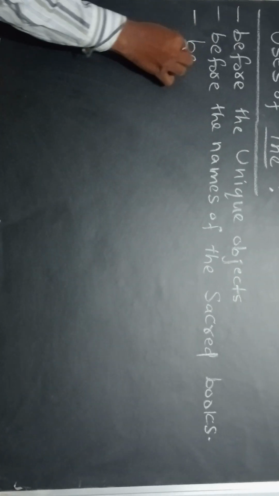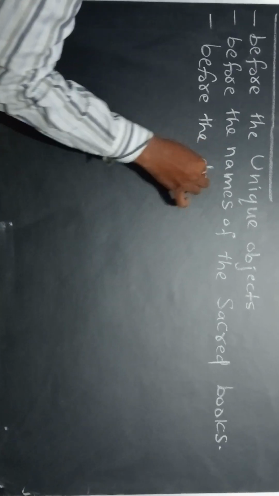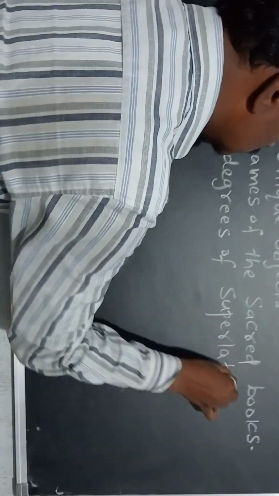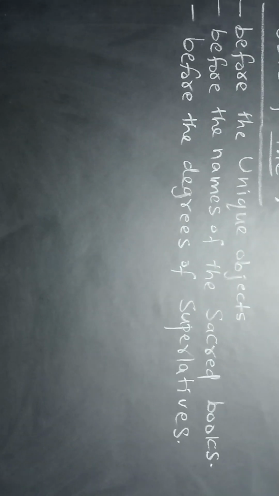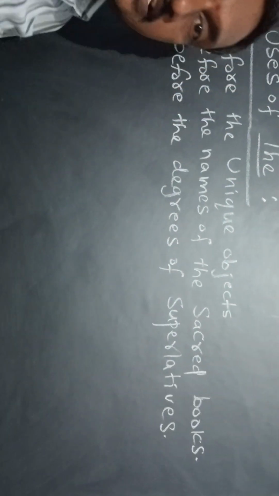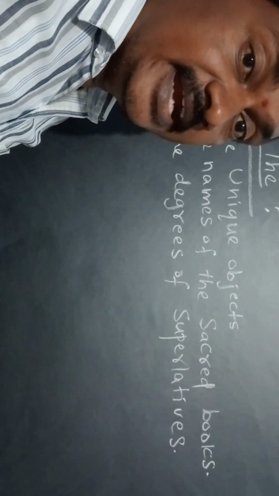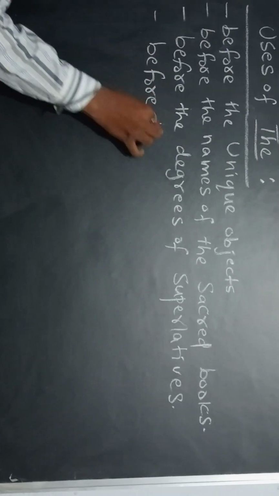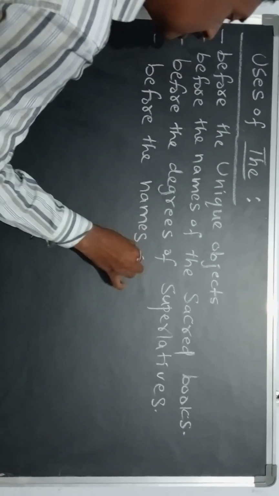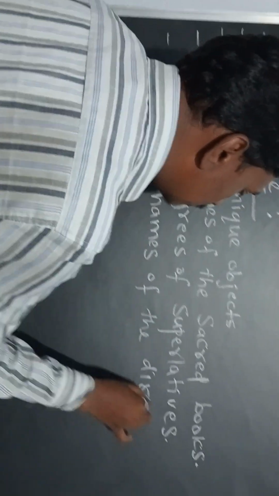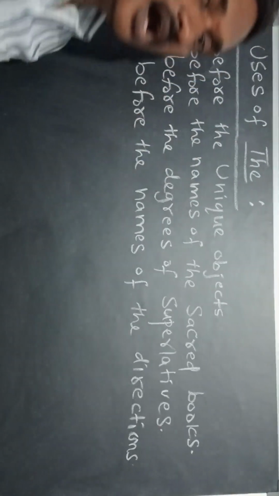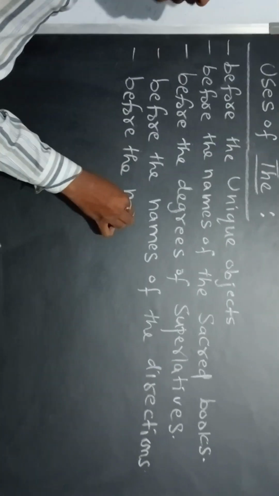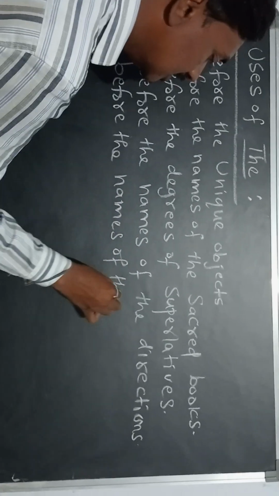Next, before the degrees of superlatives. For example, the greatest, the highest, the biggest, the smallest, the most beautiful, the most handsome. Next, before the names of the directions. For example, the east, the west, the north, the south.